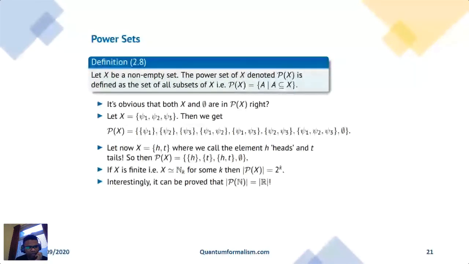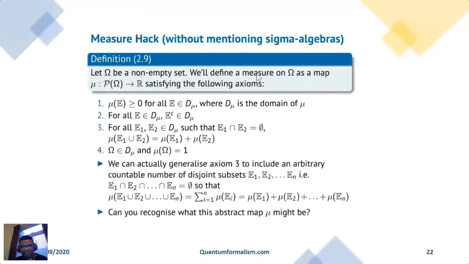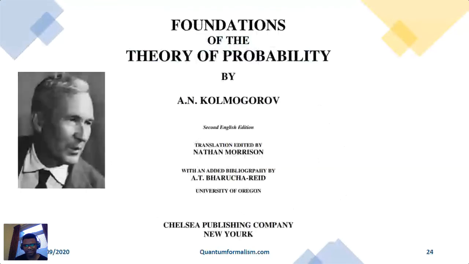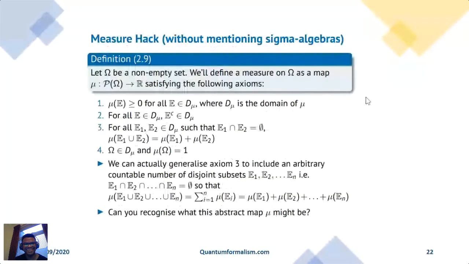So let omega be a non-empty set, and let's define a... Oh, sorry, I spoiled it. Apologies. Okay, it's spoiled. You already know what mu is. Nevertheless, I'll go through it. This is what happens with the slides. So let's define mu as a map from the power set to R. So mu maps subsets of omega to R, and it satisfies the following axioms.